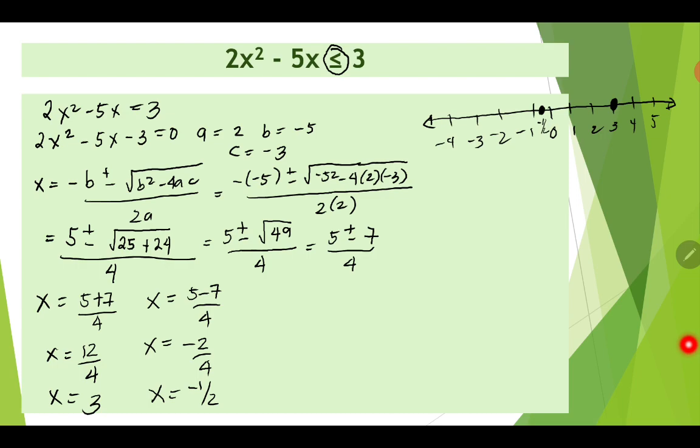Okay? Now, we are going to test the numbers sa tatlong parts ng nahati na number line. So, kumuha muna tayo ng number from the left side. Okay? So, andyan yung negative 1, negative 2, negative 3, negative 4. So, wag na natin pahirapan ang buhay natin. Gamitin natin yung negative 1 kasi mas madaling mag-compute. So, we are going to use the original quadratic inequality 2x squared minus 5x is less than or equal to 3. Lahat ng x, papalitan lang natin ng negative 1. Okay?